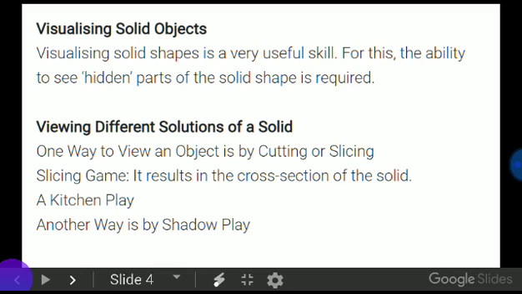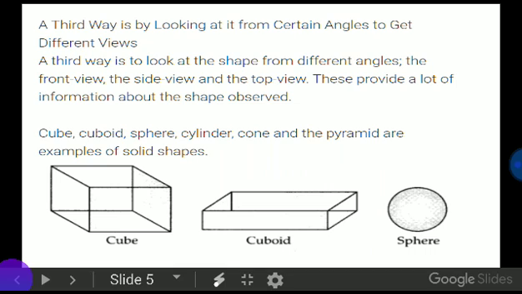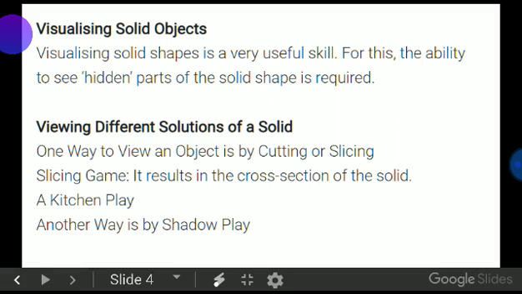Now the main topic starts from here, which is visualizing solid objects. Visualizing solid shapes is a very useful skill. For this, the ability to see hidden parts of the solid shape is required. So in simple words, you should have imagination skill. If you have good imagination skill, you can imagine the figure, and you can also imagine the parts which are hidden.